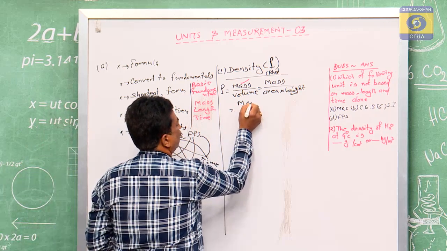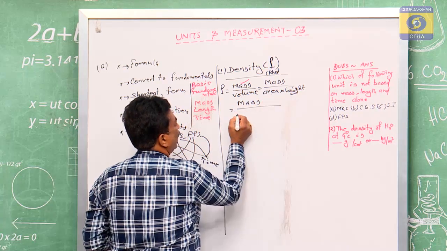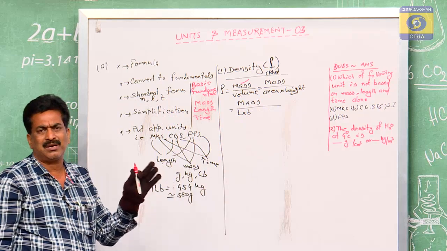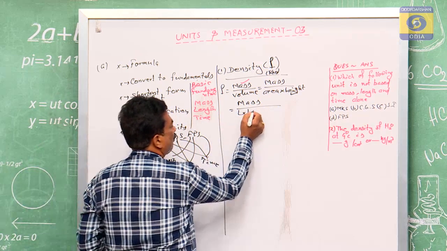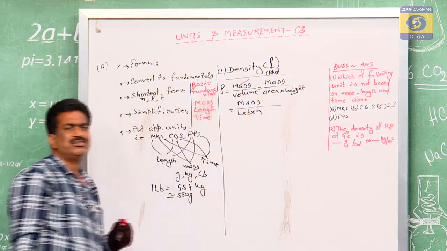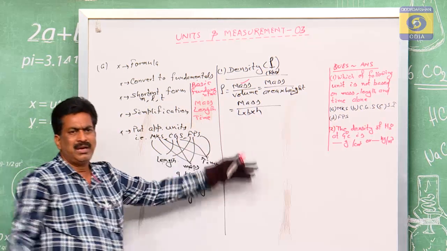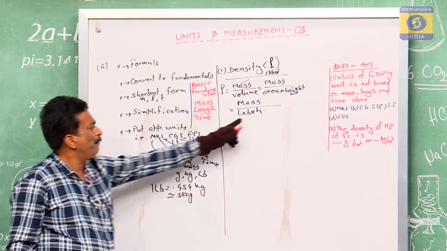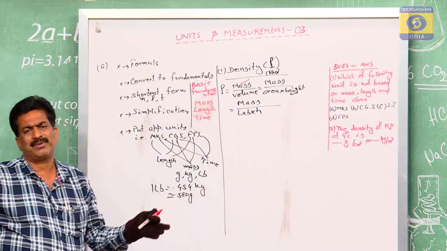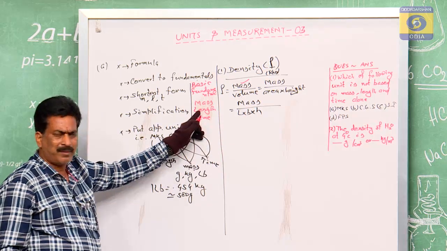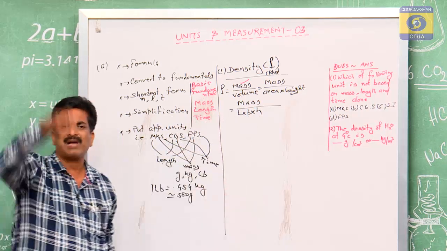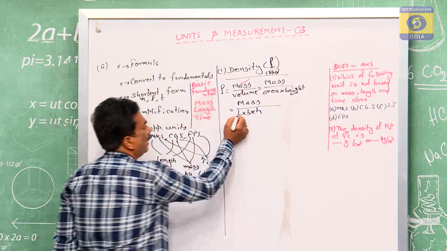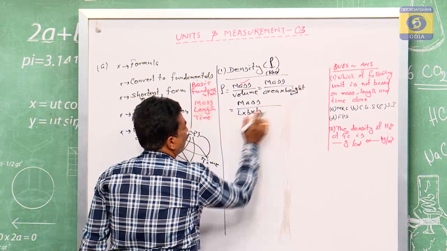Again, that is the mass divided by area, which is the length into breadth. The common formula is the length into breadth, so length into breadth into height, which is h. You see, length means the path, so that is the fundamental one, length. Breadth is also one type of length, that is also fundamental. The h, the height, is also one type of length. So length, breadth, height all are fundamental.